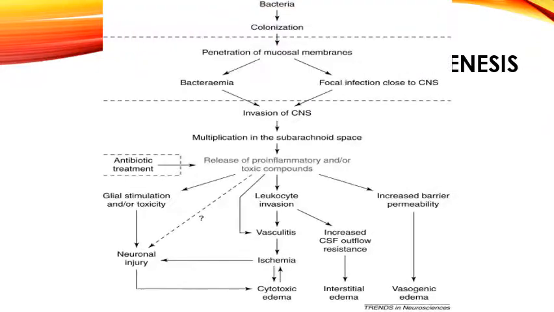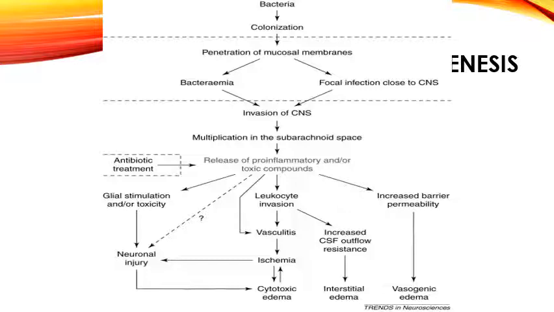Now coming on to pathogenesis. What basically happens here? Well, the bacteria gain access in our body. It colonizes somewhere in the body. It can be near to your CNS or it can be in a distant place. The common site for colonization is nasopharynx. Once it has colonized in your body, it causes penetration of mucosal membrane. Now, with penetration of mucosal membrane, the bacteria will gain access in your blood and it will cause bacteremia.